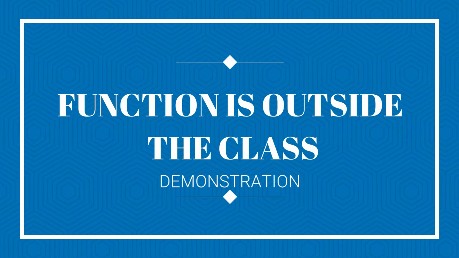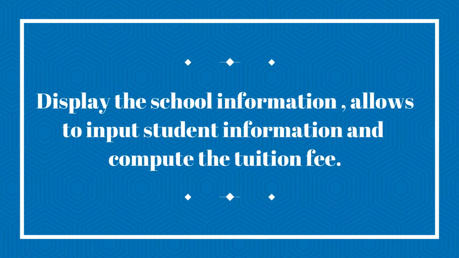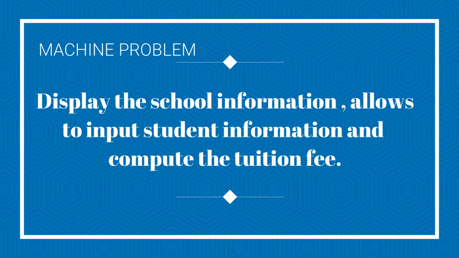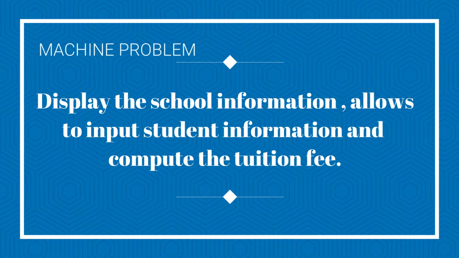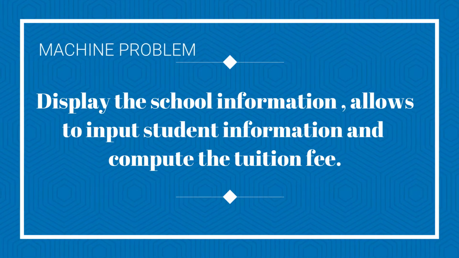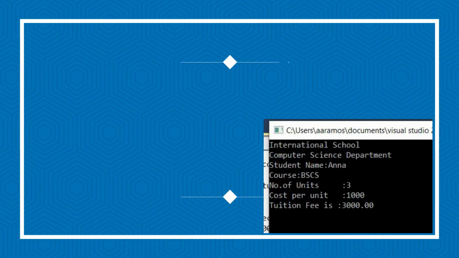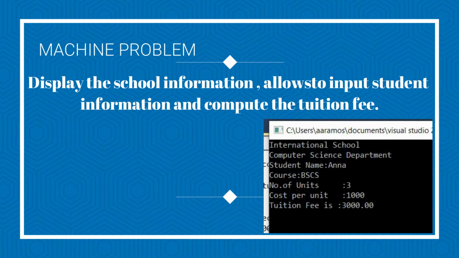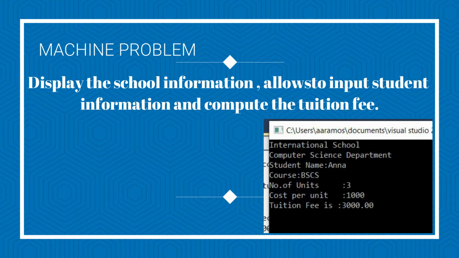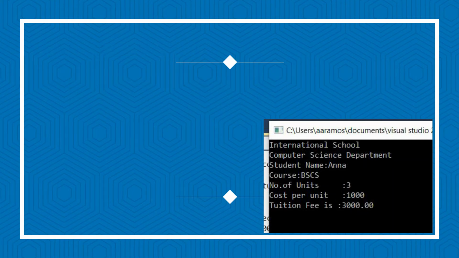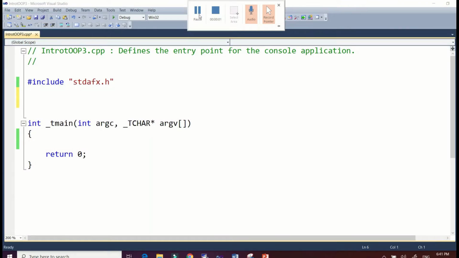outside the class. To demonstrate, our machine problem is to display the school information, consisting of the school name and its department. Also, our program will allow the user to enter the name of the student and the course. Then it will compute the total tuition fee based on the number of units and the cost per unit. Okay, let's start working on our program.